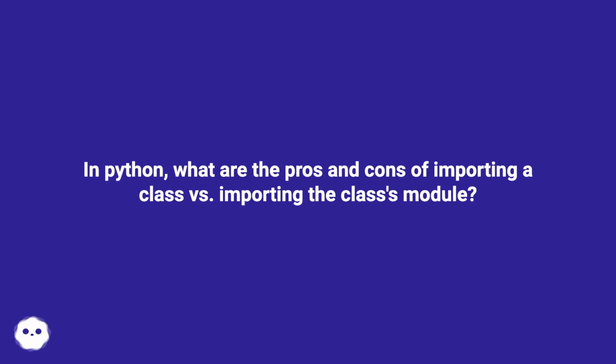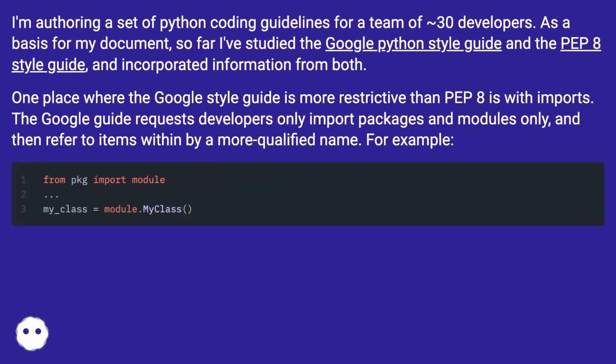In Python, what are the pros and cons of importing a class versus importing the class's module? I'm authoring a set of Python coding guidelines for a team of 30 developers. As a basis for my document, so far I've studied the Google Python Style Guide and the PEP 8 Style Guide, and incorporated information from both.